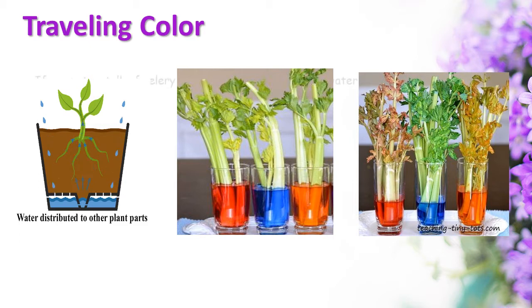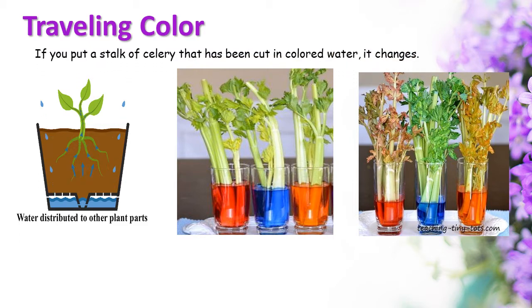All right, so going back here, if you put a stalk of celery that has been cut in colored water, it shows that it changes in color. So we have the before and after of this experiment. Now the question is, which parts of the plant system is exactly shown in this picture?